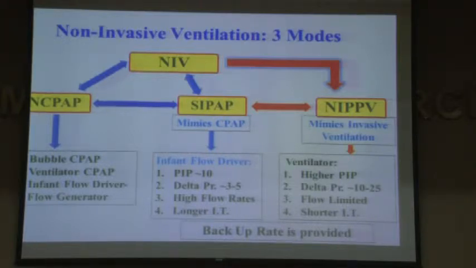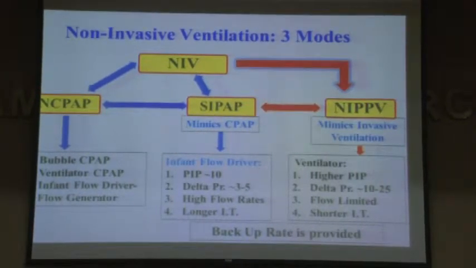So you can ventilate the babies much better. You can deliver larger tidal volumes. You have a higher depth of pressure. It is flow limited, so you can control the flow and how much you want the baby to get. And you can use a relatively short inspiratory time. So remember, when somebody says NIV, you need to ask, okay, what type of NIV? CPAP, BiPAP, or NIPPV?